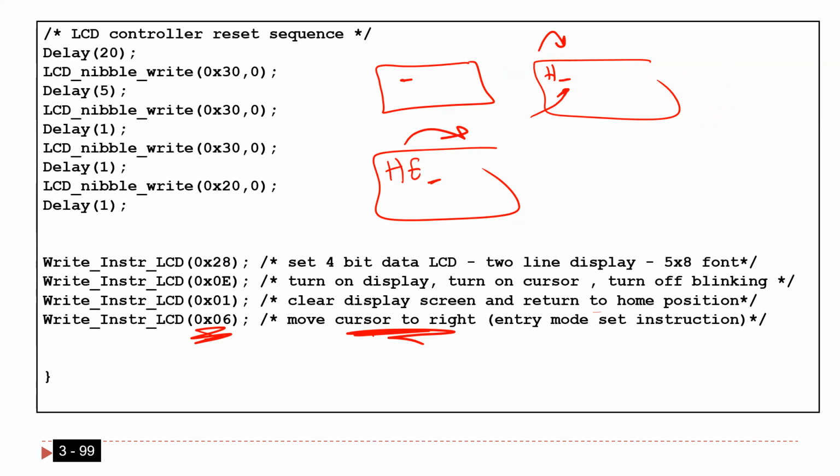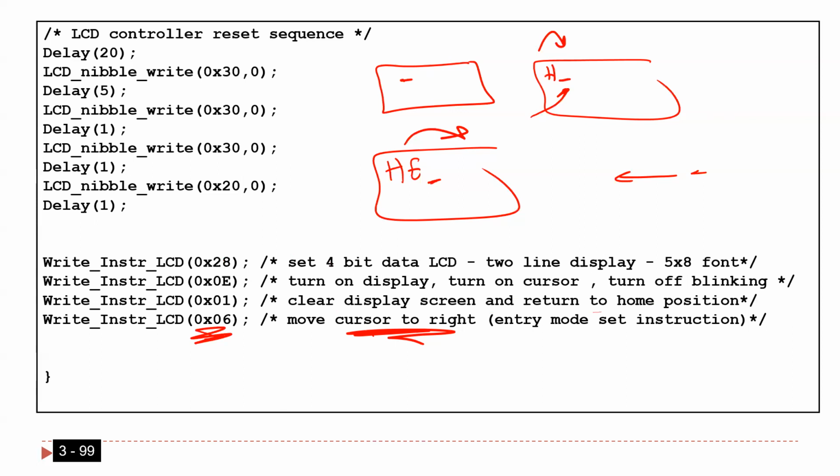By the way, if you want to use it in a certain way, they allow the cursor to move to the left instead of the right, so there is a command for that. But here, because we're writing English, in the initialization I want to tell the cursor that every time I write something, it needs to move to the right.